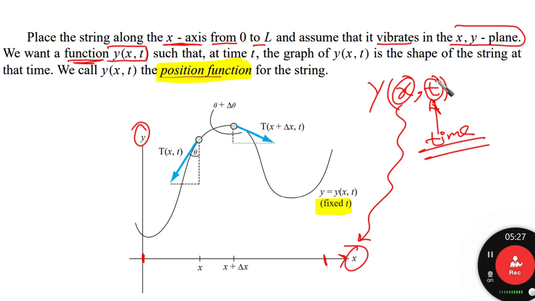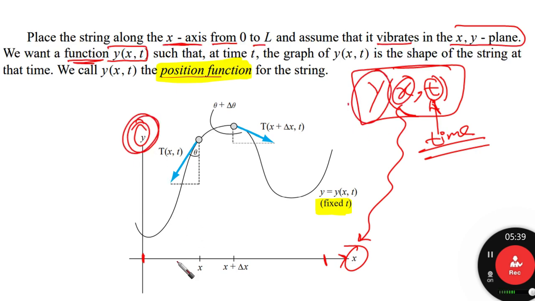Okay, so the function that we are searching for is going to relate two independent variables with one dependent variable, which is y. So we want to know this point, for example, at a particular time t, and with independent variable x, for example x1, where will this point be along the y-axis? It will be here, or here, or here. We don't know.